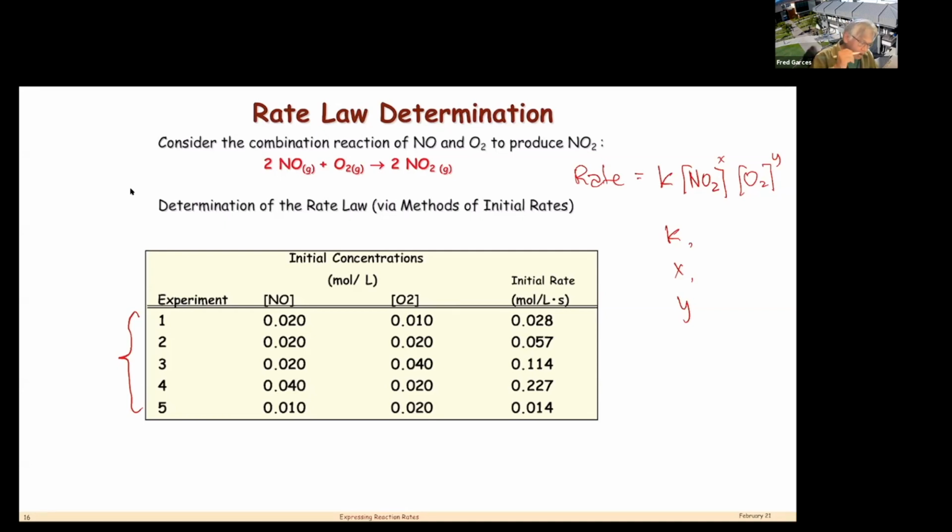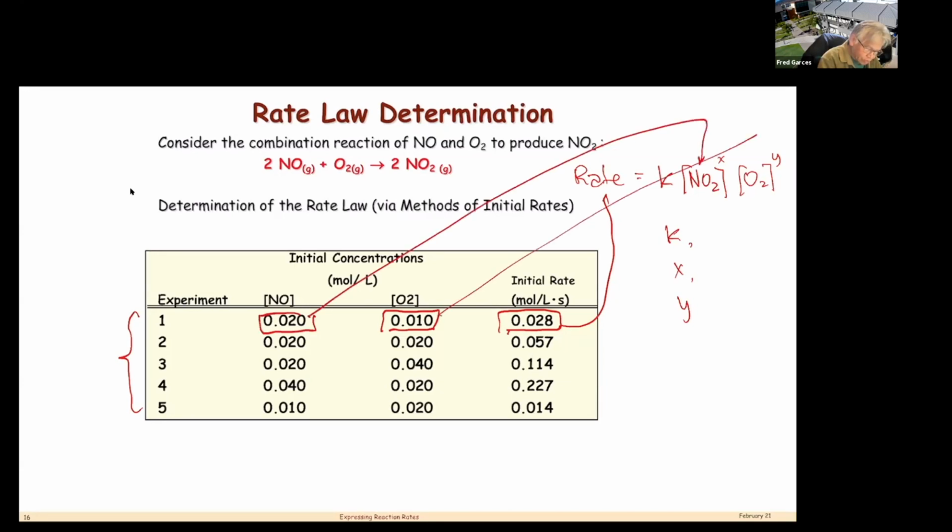We do that by carrying out, in this case, 5 experiments. Since we have 2 chemicals here, we could actually get away with just 3 experiments, but in this particular case, we did 5. Let me just show you what's going on. This is the speed of the reaction, that's the rate, and these are the concentrations of these chemicals. This is NO2 and this is O2.